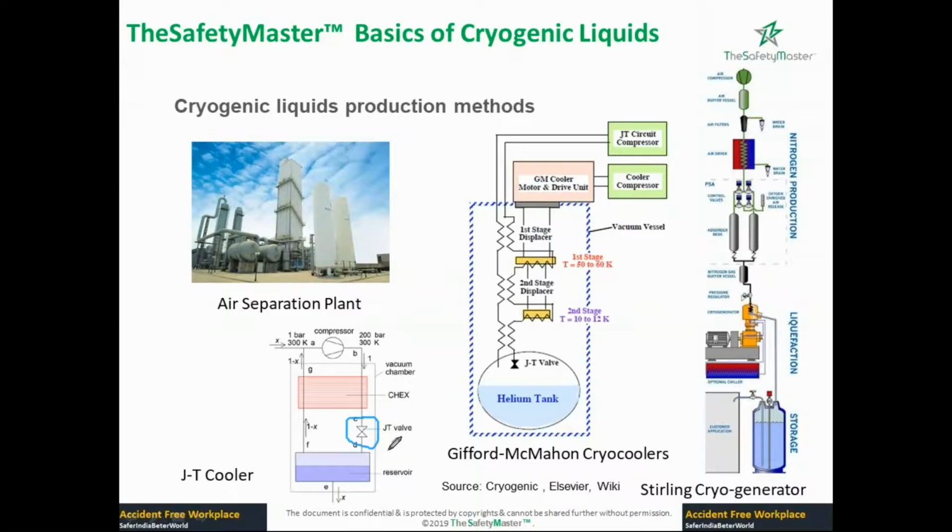JT coolers you will find in any air separation plant also. But here this is all specifically for liquefiers. You want to liquefy any particular gas. You want to liquefy helium, for example. You want to liquefy hydrogen, nitrogen, or argon. You can use a JT cooler. Okay, is the question clear?